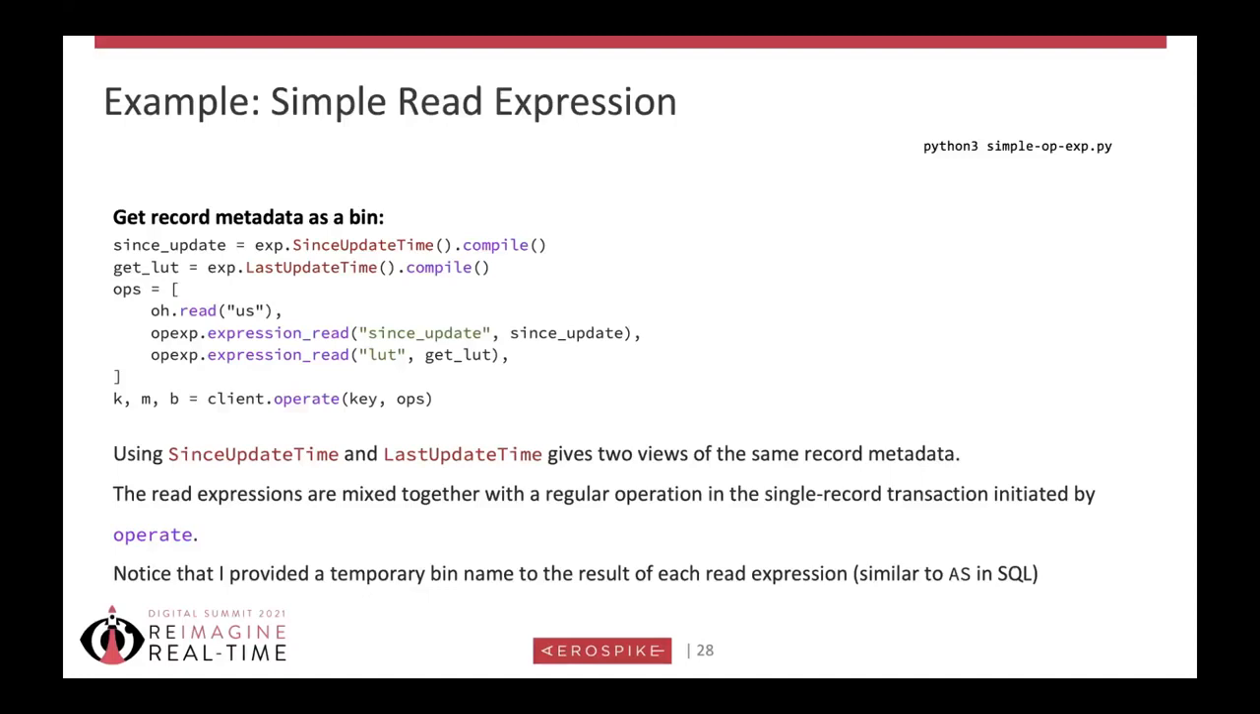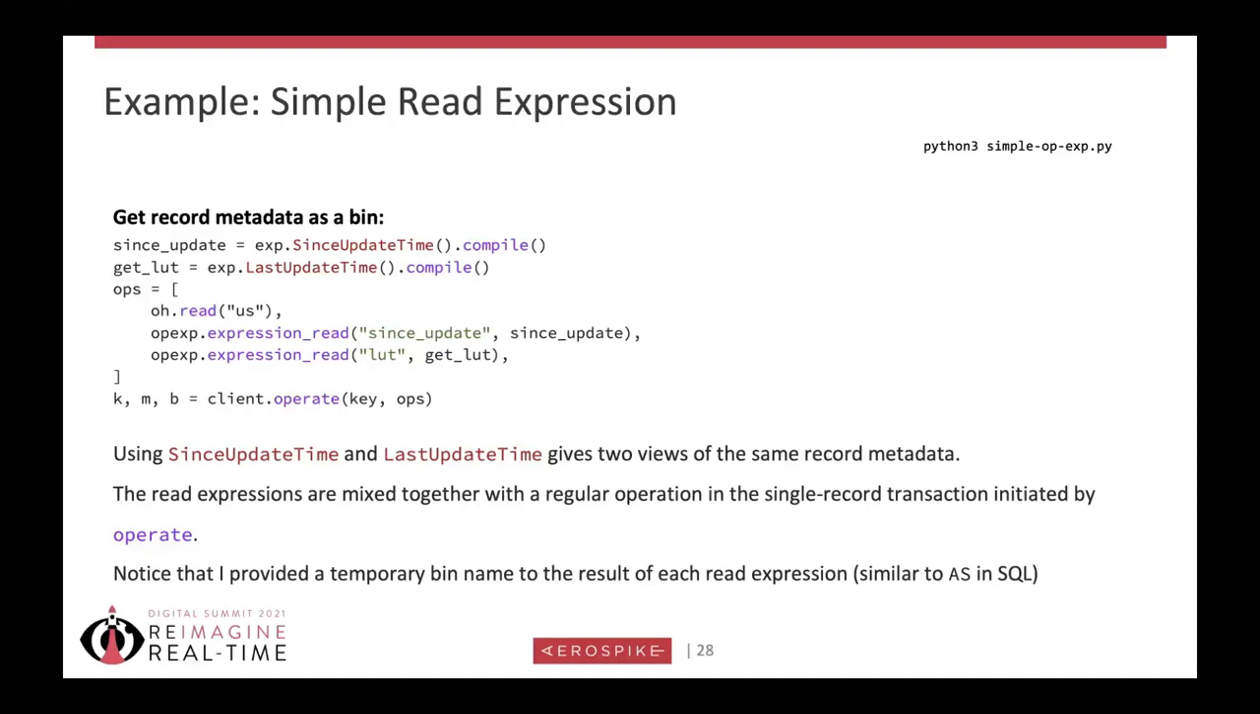And let's see. So the first thing is a standard operation that we always had, the ability to read the bin. So we're going to read a bin called us. And then we're going to do two read expressions. We're going to call the since update expression that we assign to a variable, and then the last update time one. And this gives us, again, two views of the same record metadata.